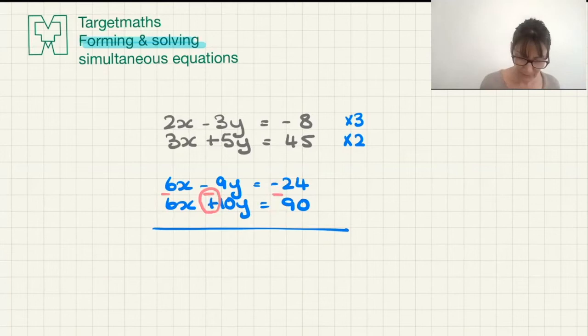So I am going to be doing 6x take 6x. That means I don't have any, they've gone. So it's eliminated, it's done what I want it to do. The x's have gone, I can just concentrate on my y's. This says I'm at minus 9. You can see the minus sign here, minus 9. A plus and a minus makes a minus. So I'm going to take away 10, and that's going to take me all the way to minus 19y.